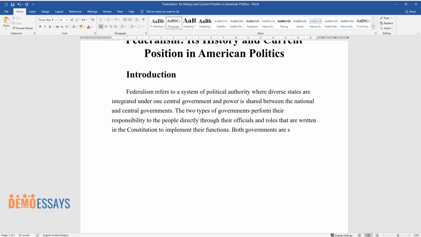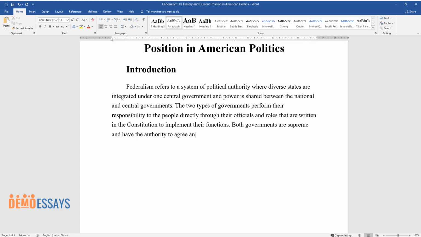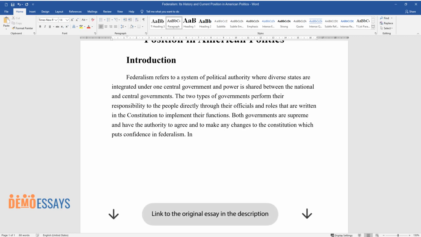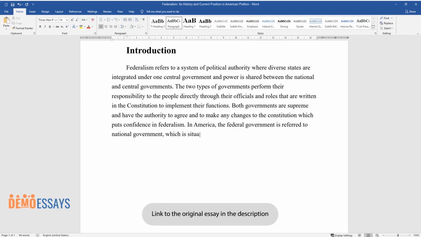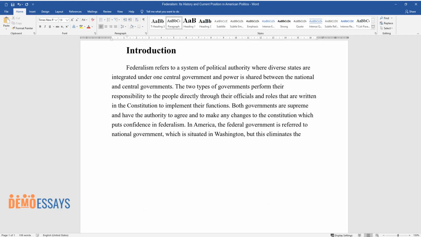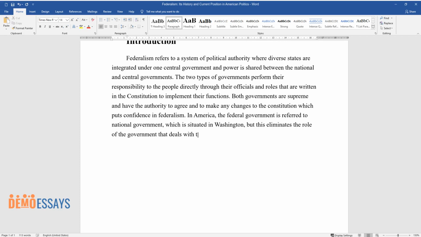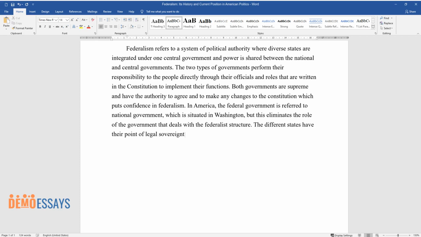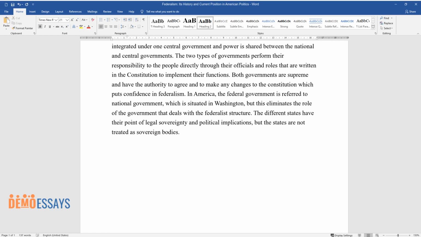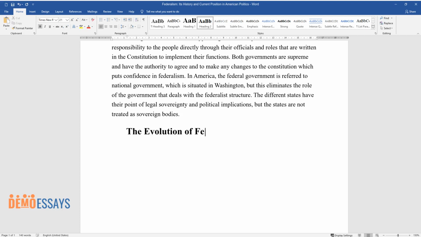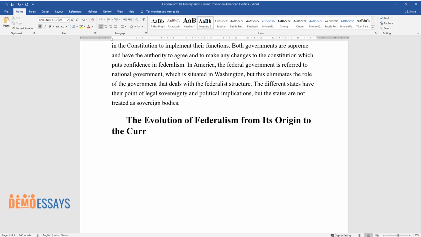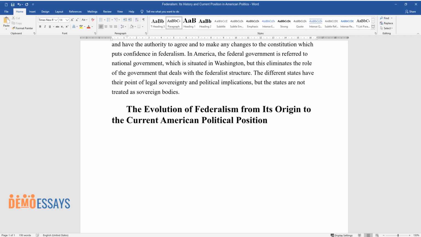Both governments are supreme and have the authority to agree and to make any changes to the Constitution, which puts confidence in federalism. In America, the federal government is referred to as the national government, which is situated in Washington, but this eliminates the role of the government that deals with the federalist structure. The different states have their point of legal sovereignty and political implications, but the states are not treated as sovereign bodies. The evolution of federalism from its origin to the current American political position.